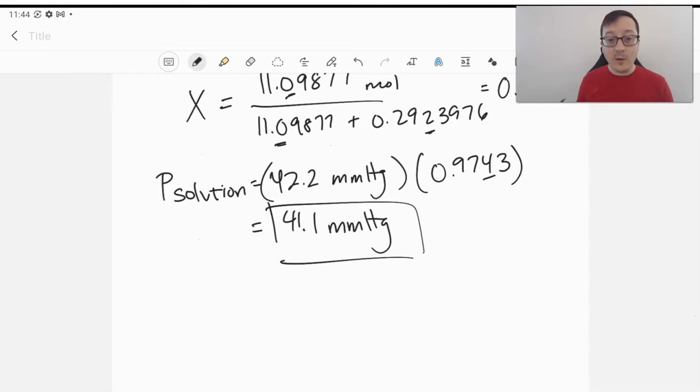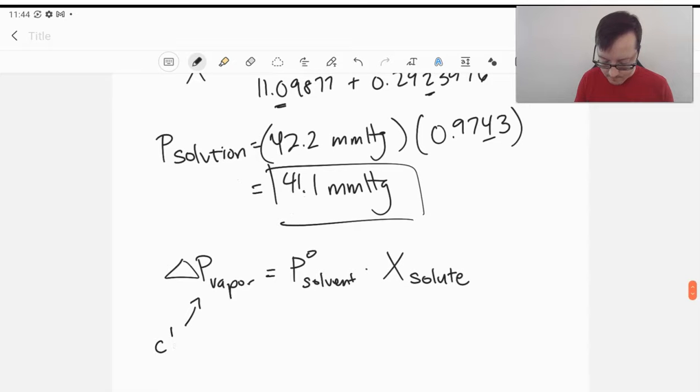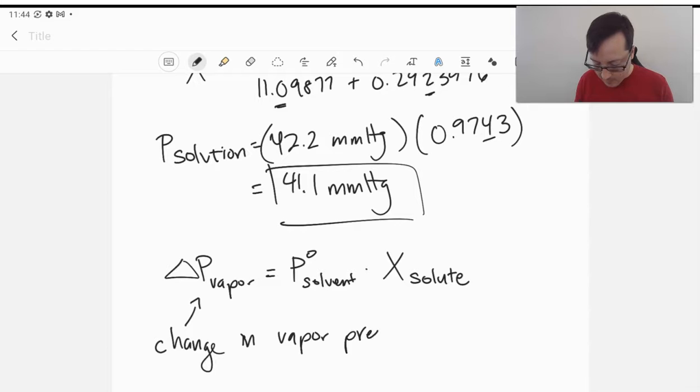Before we end this video, one more way of looking at this, we can also say that the change in vapor pressure could also be related to the solute instead. We can say it's the pure vapor pressure of the solvent multiplied by the mole fraction of the solute. And that would give us the change in vapor pressure. So just be aware you can use this formula as well.